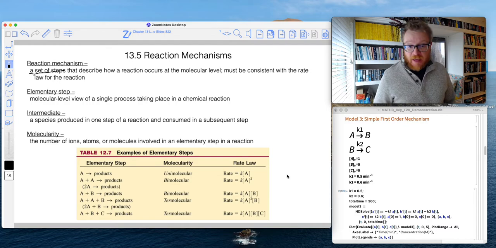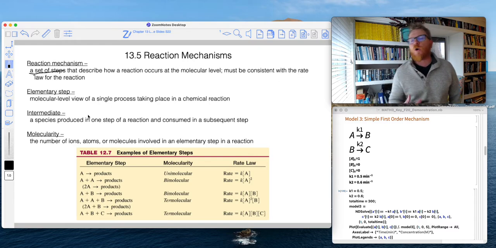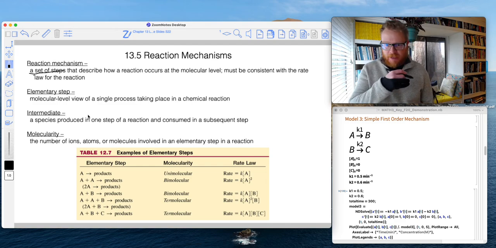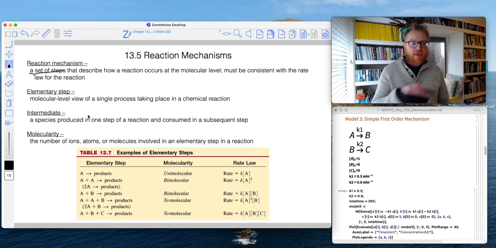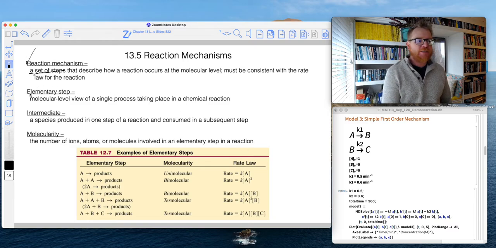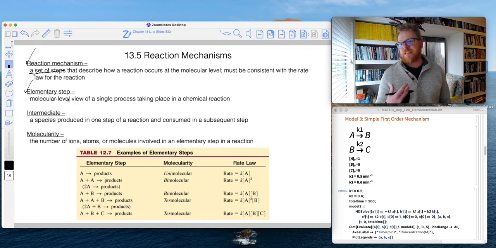So a reaction mechanism is a set of steps that describes how a reaction occurs at the molecular level. And this set of steps must be consistent with the rate law for the reaction. So if the total rate law for the reaction is second order, then the reaction mechanism has to be second order. Okay? So an elementary step is a molecular view of a single process taking place in a chemical reaction. So we could actually say that a reaction mechanism is comprised of several elementary steps.